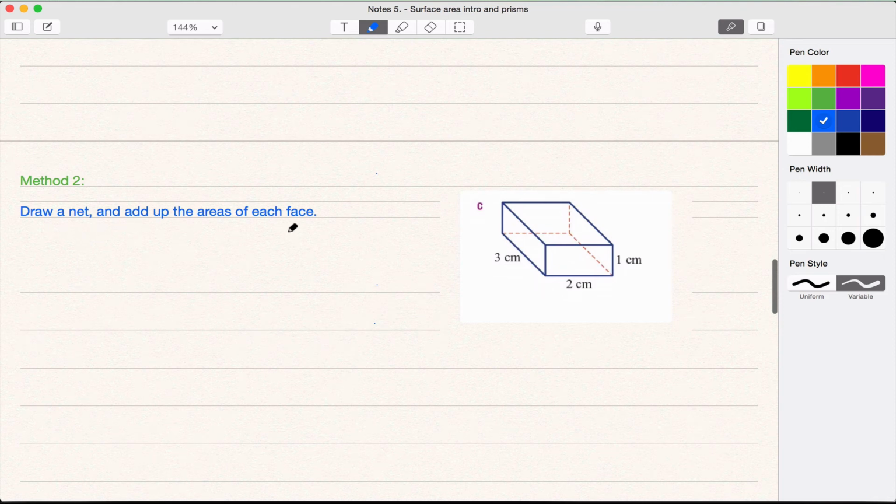Second method is to draw a net and add up the areas of each face. And you might find that this one works a bit better for you and you can see it a bit more clearly. It's completely up to you which one you use. So, I'm going to start with my top side. When you label your net, you need to put the measurements on it.